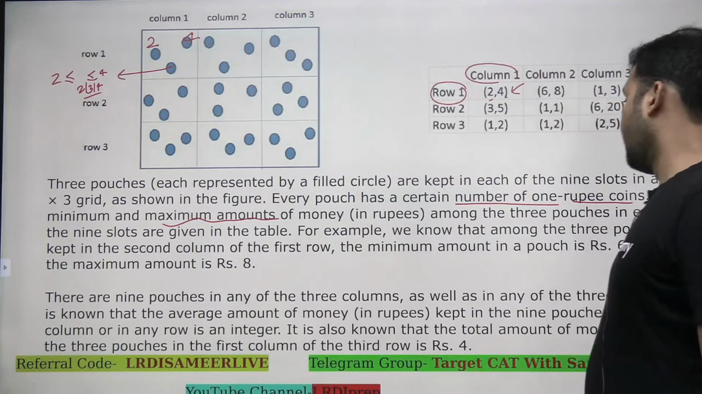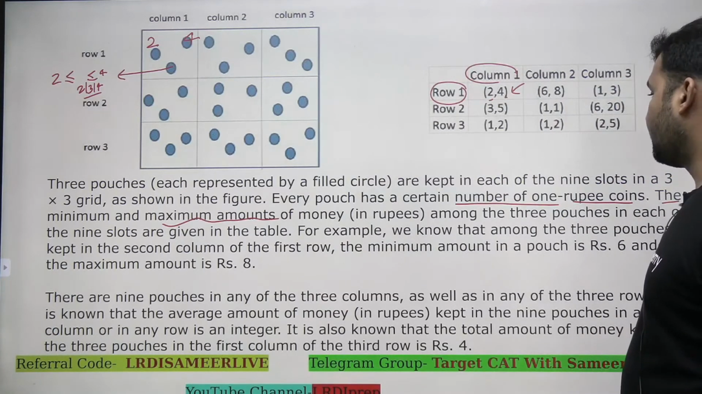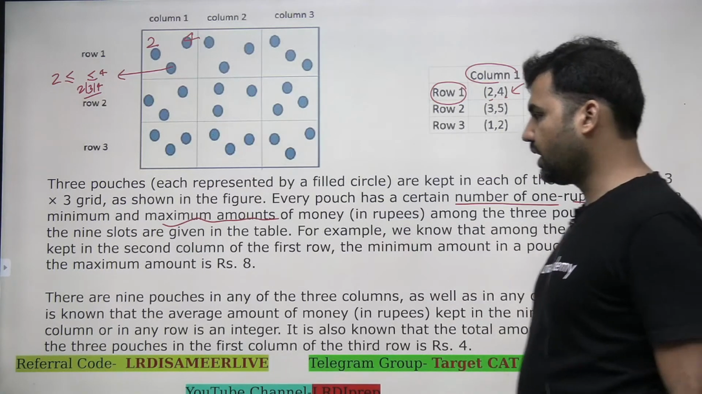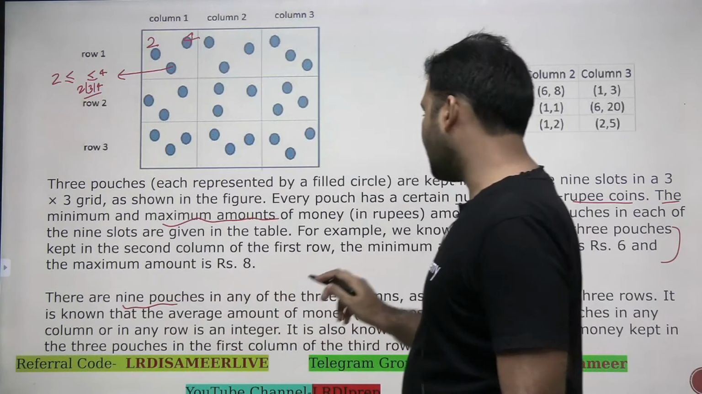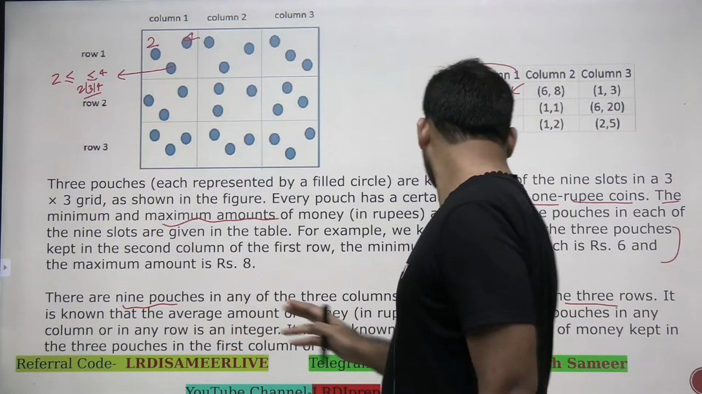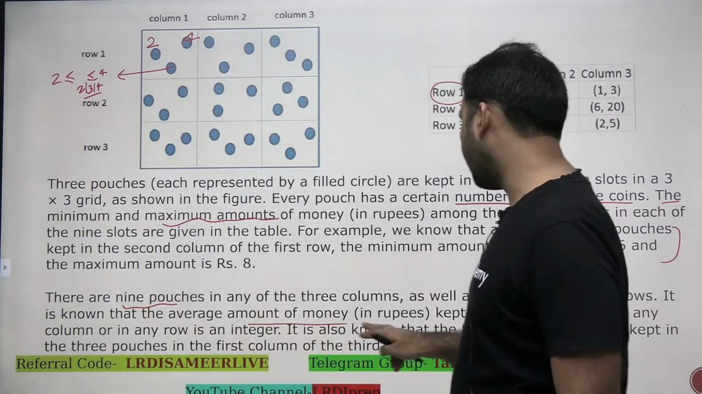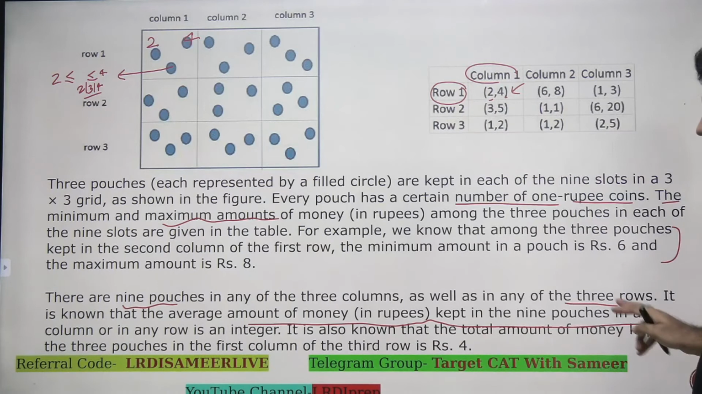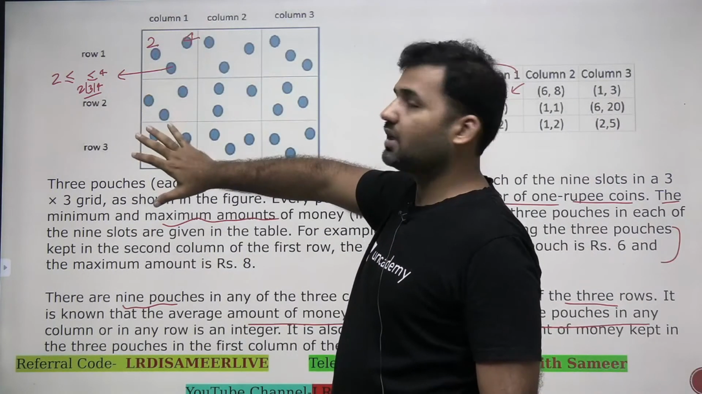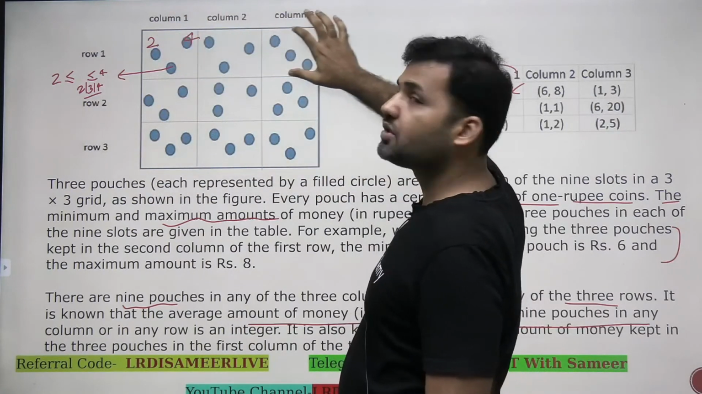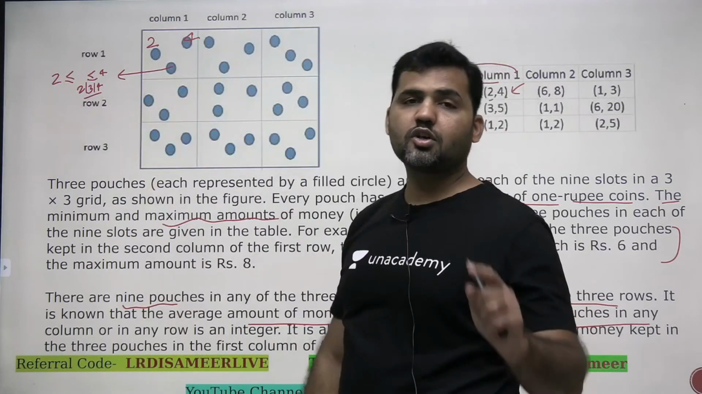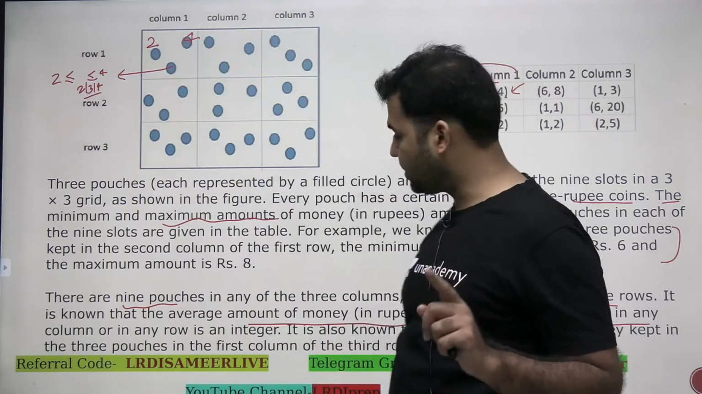Okay. Moving forward, let's see what else is given. As an example, how to read this table, you can easily go through it. Now, the question says that for the 9 pouches in any of the 3 columns as well as in any of the 3 rows, it is known that the average amount of money in rupees kept in the 9 pouches in any column or in any row is an integer. So I have 9 pouches column wise, I have 9 pouches row wise. If I take the average of the total money of these 9 pouches, it should be an integer. That's the condition given here.